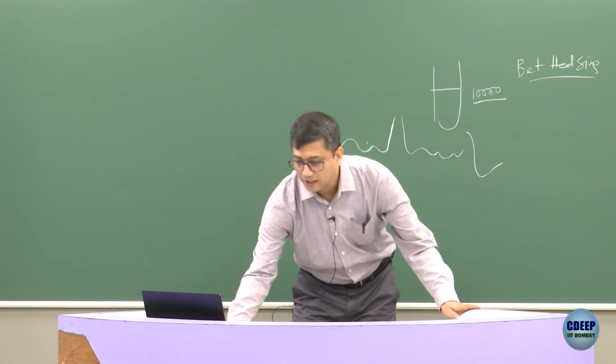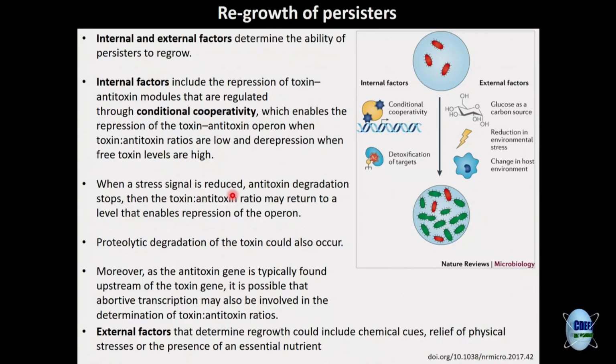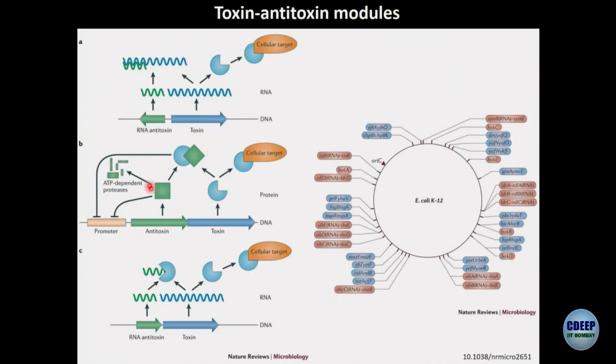So over here the stress is reduced. Macrophage phagocytosis was a stress. Are you there with me? Fair enough. So when the stress is reduced, I took the salmonella out from inside the macrophages and was growing it in the tube. Stress is relieved. What will happen? Antitoxin degradation stops. Here antitoxin may get degraded. You know which protease degrades the antitoxin?